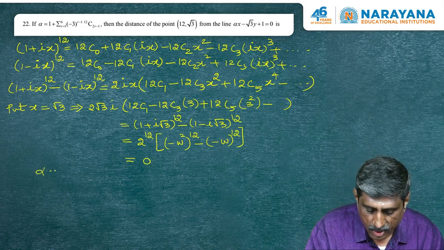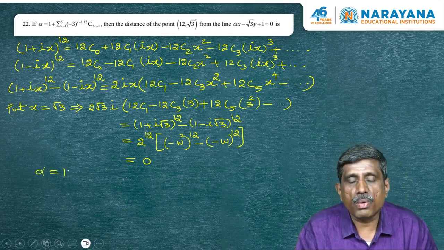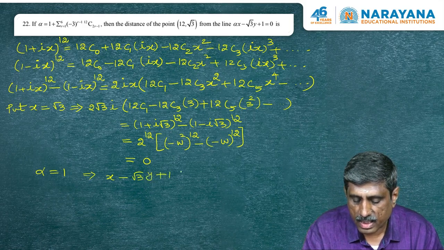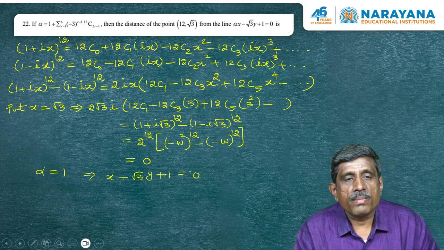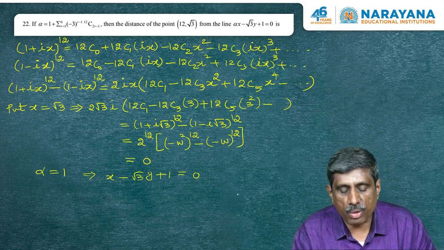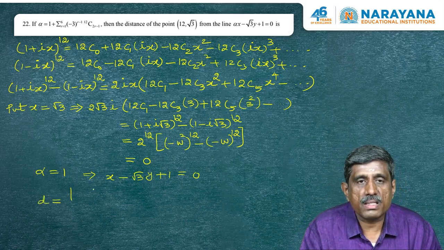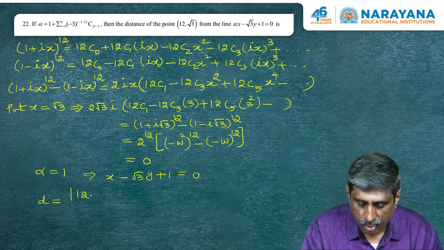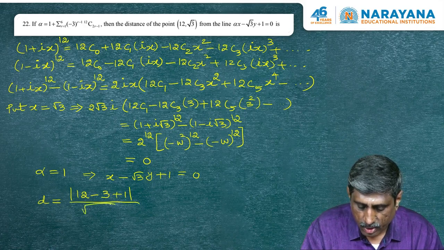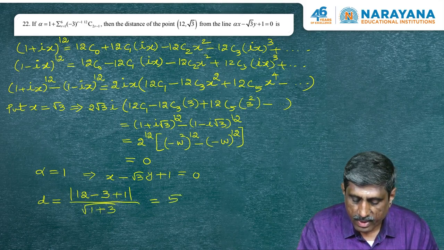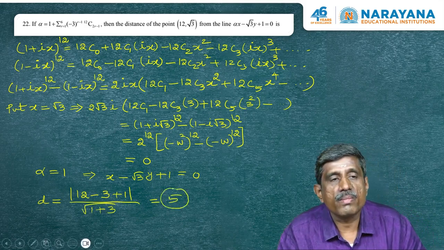So, alpha is equal to 1. When alpha is equal to 1, the given line is going to become x minus root 3y plus 1 is equal to 0. We have to find the perpendicular distance from the point 12 comma root 3. So, the required perpendicular distance is going to become modulus of x, which is 12, minus root 3 into root 3 is 3 plus 1 divided by square root of 1 plus 3, which is equal to 5. So, the answer integer for this question is 5.